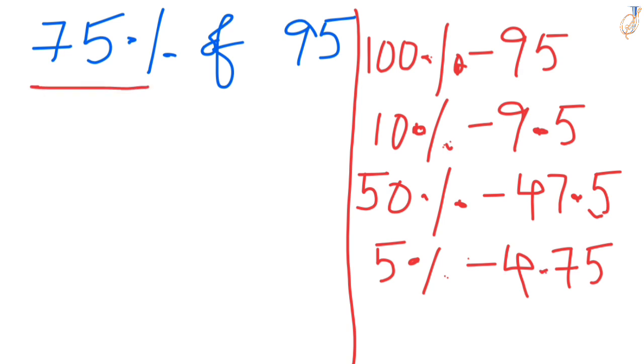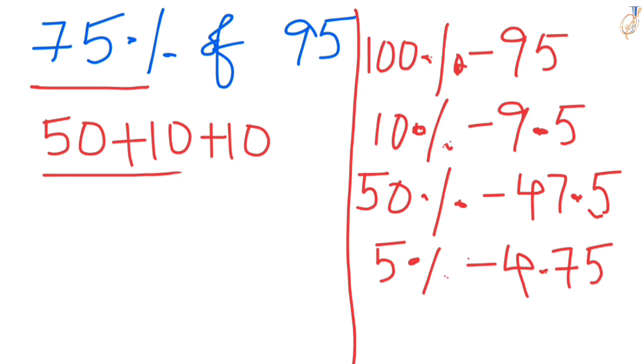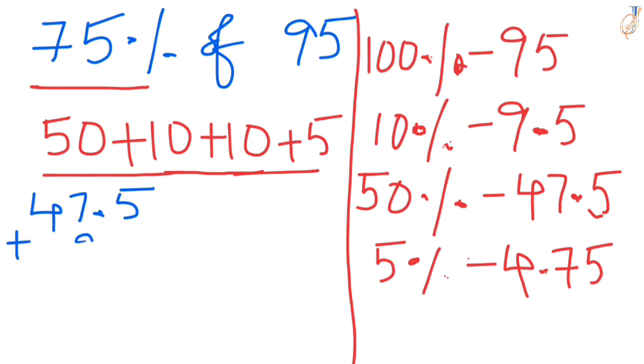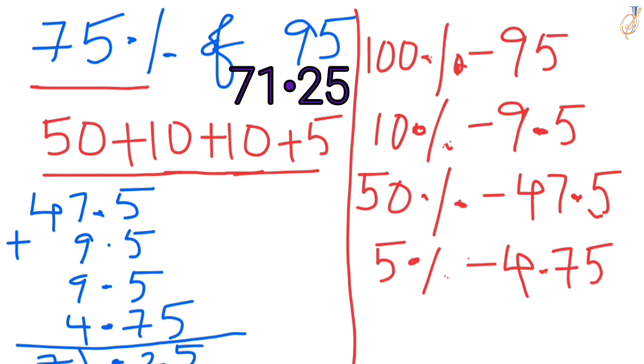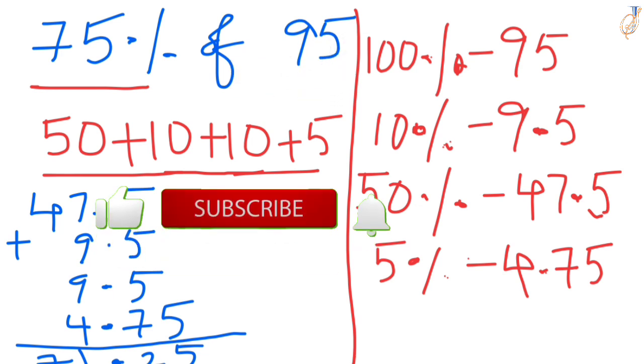So now solve this 75%. How can you write this? 50 plus 10 plus 10 plus 5. So 50 plus 10 is 60. 60 plus 10 is 70. 70 plus 5 is 75. So 75% of 95 is, first add all this. 50% is 47.5, plus 10% is 9.5. Again 10% is 9.5. Then again 5% is 4.75. If you add all this, we will get 71.25. So 75% of 95 is 71.25. Like that simply solve these percentage problems.